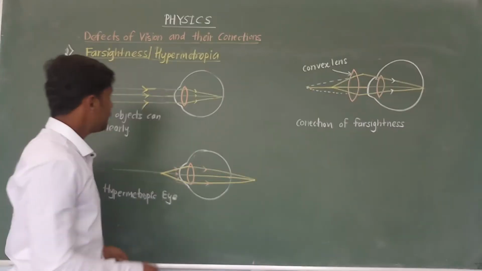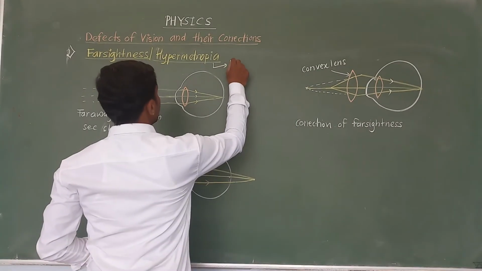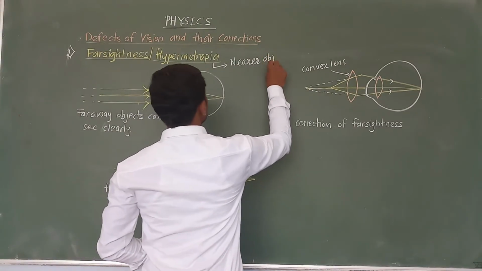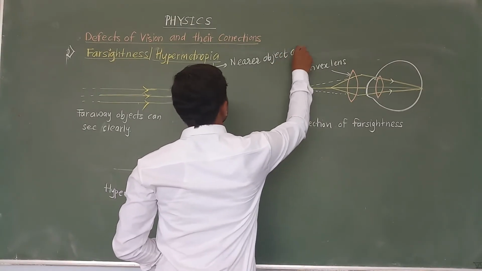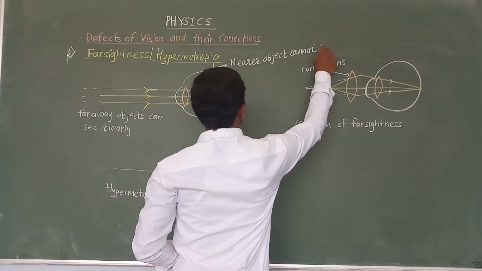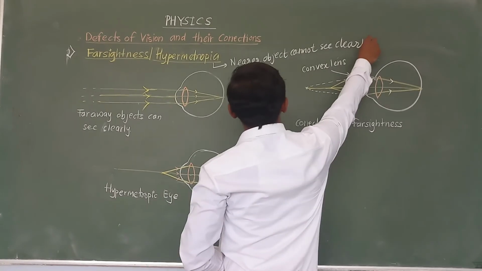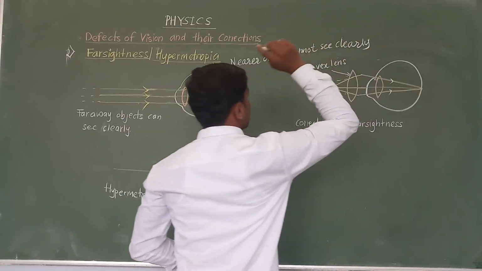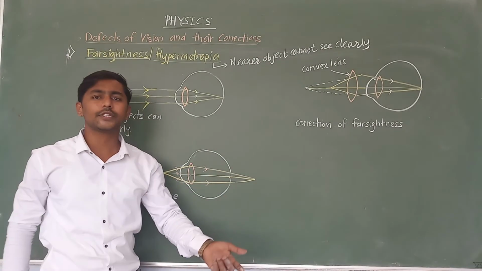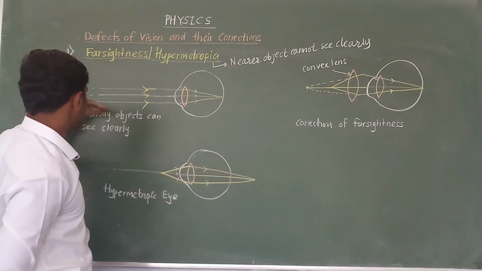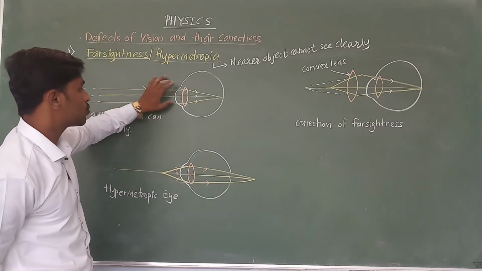So I can define here, a nearer object cannot be seen clearly, while a far object can be seen clearly. So these are the far away rays coming to the eye.